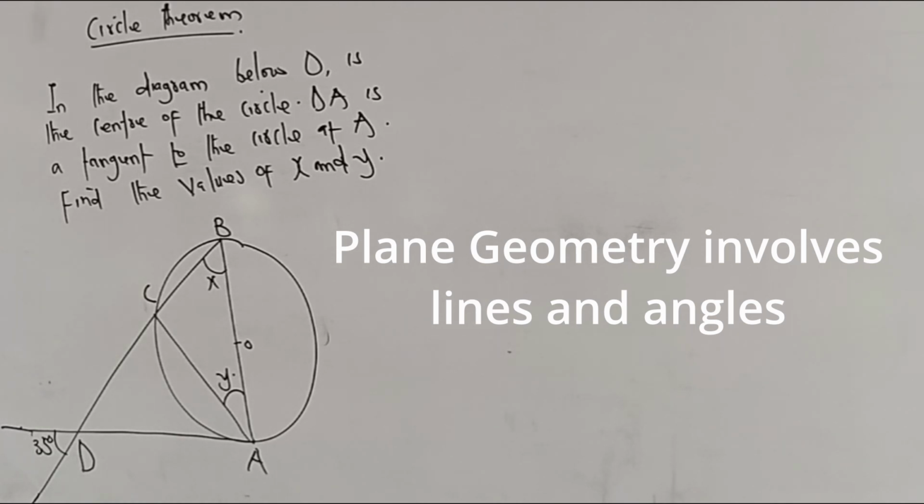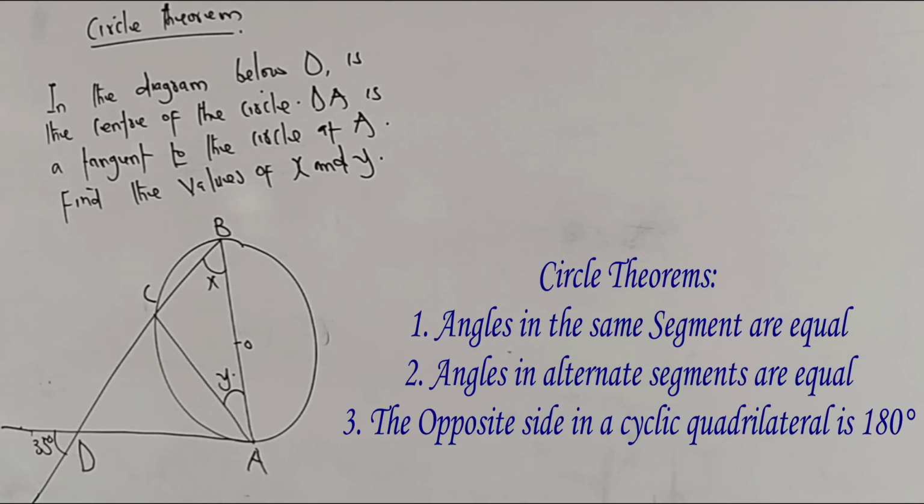For a reminder, we have different theorems in circle theorems. One, angles in the same segment are equal; angles in alternate segments are equal. Cyclic quadrilateral, opposite angles sum to 180 degrees, among other theorems. So with that, let's look at the question.